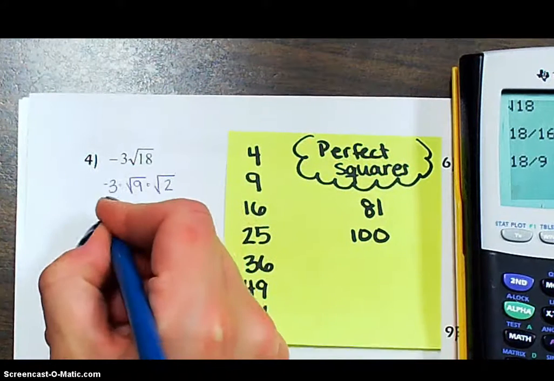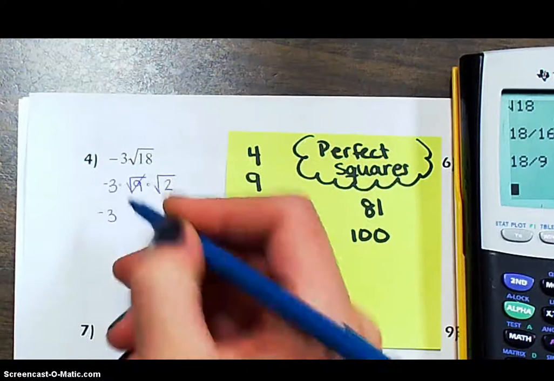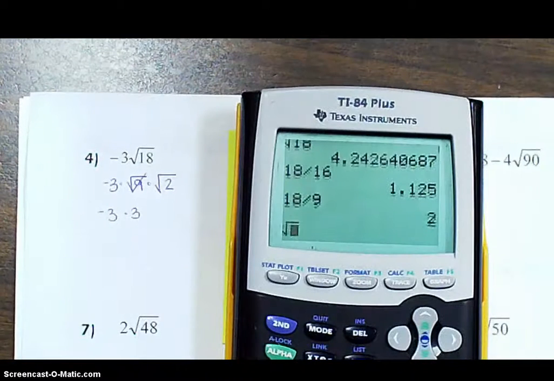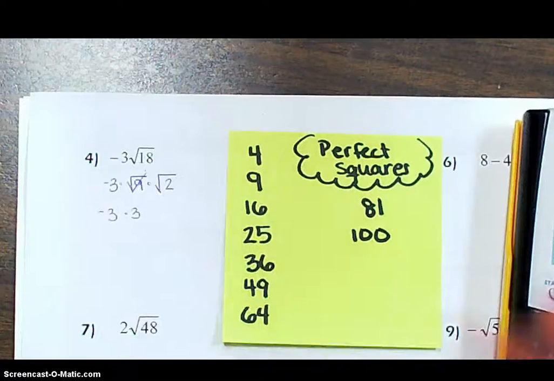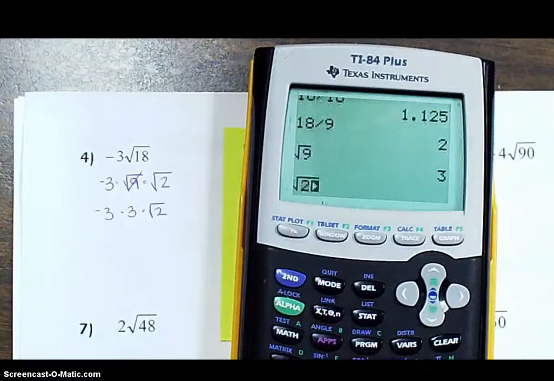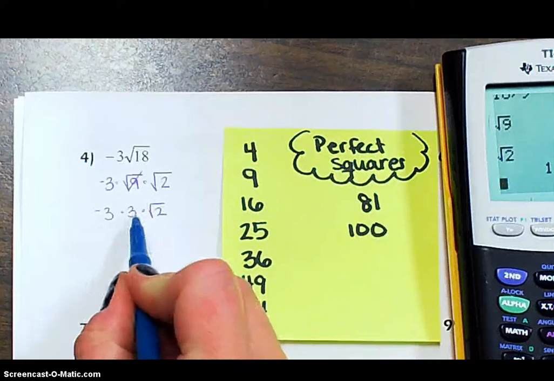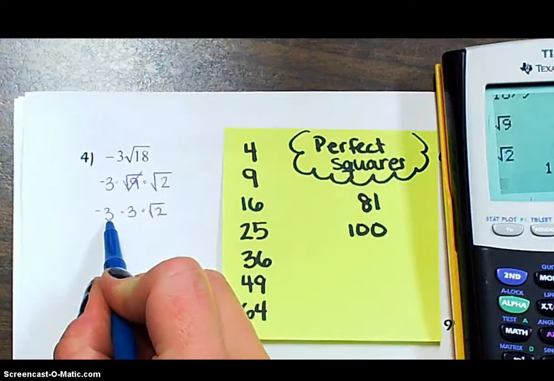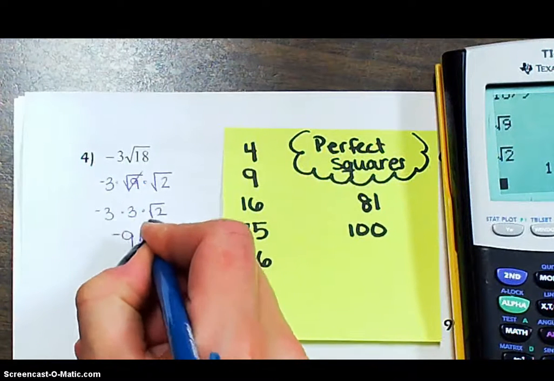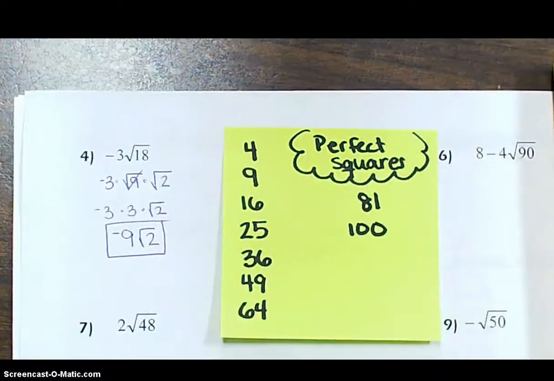Now the negative 3 stays the same. Now what is the square root of 9? The square root of 9 is 3. So if I were to do that in calculator, the square root of 9 is 3. And then radical 2 is not a perfect square. If I were to type in the square root of 2, it's an irrational number, so it stays the same. And then I just multiply the coefficients together. So negative 3 times negative 3 is negative 9 radical 2. And that's our final answer.